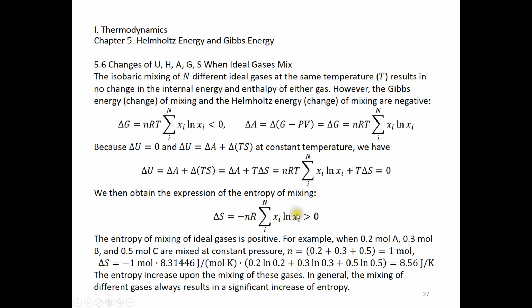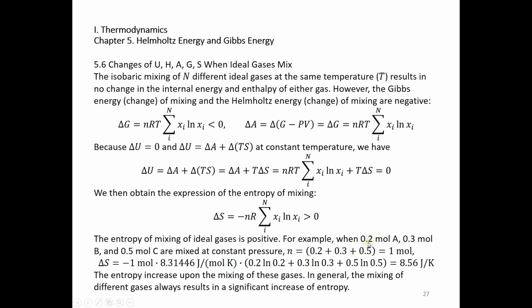This whole thing is greater than 0 despite the appearance of a negative sign. Only because every single term here is negative. The mole fraction of any species is less than 1. The logarithm of the mole fraction is negative. Therefore, the entropy change is positive. The entropy change of the mixing of ideal gases is always positive.